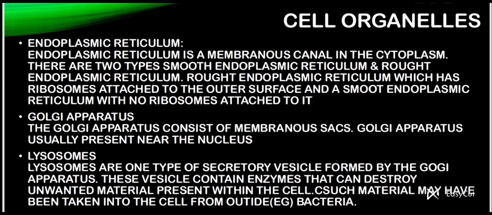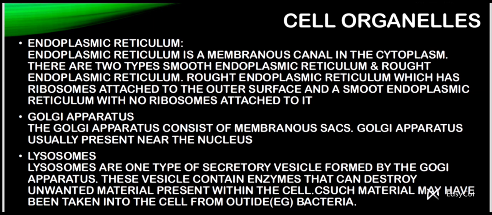Ribosomes are small granules that consist of protein and RNA. If a ribosome is present singly, it is called a monosome. If present in groups, it is called a polyribosome.